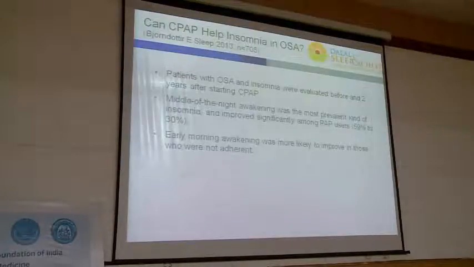This brings us to a question: can CPAP also help in improving insomnia in obstructive sleep apnea? This was the study done by John Doe in Sleep, where he said that patients with OSA and insomnia were evaluated before and after 2 years of giving a CPAP. The middle of the night awakening was the most prevalent kind of insomnia, and it was significantly improved with the use of a CPAP. And early morning awakening was associated with poor compliance.